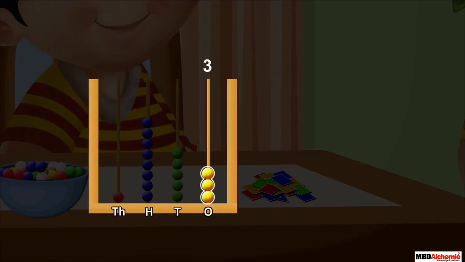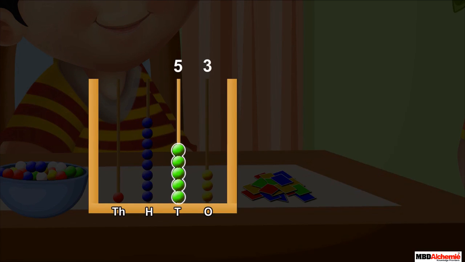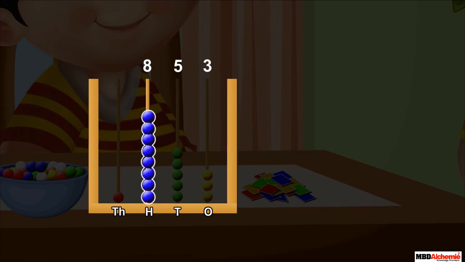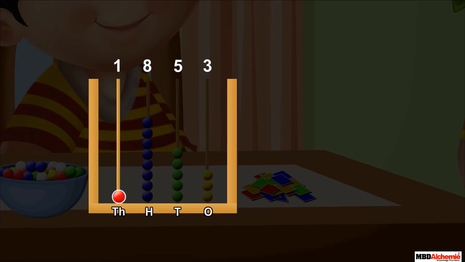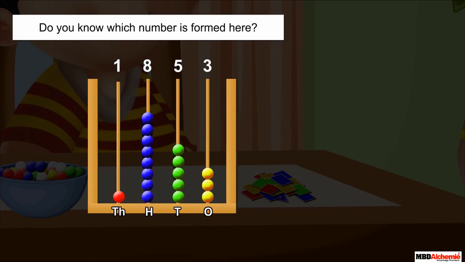There are 3 yellow beads in the ones spike, 5 green beads in the tens spike, 8 blue beads in the hundreds spike, and 1 red bead in the thousands spike. Do you know which number is formed here?